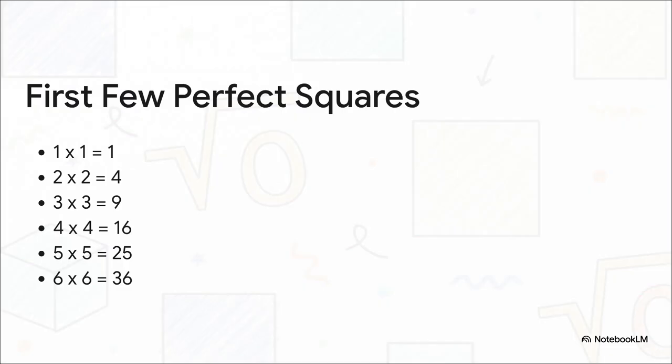And here are a few more examples. 1 times 1 is 1. 2 times 2 is 4. 3 times 3 is 9, and so on. See this list? 1, 4, 9, 16, 25, 36. Trust me, these numbers are going to become your best friends in algebra. You'll see them pop up over and over again. Getting comfortable with them now is a huge head start.